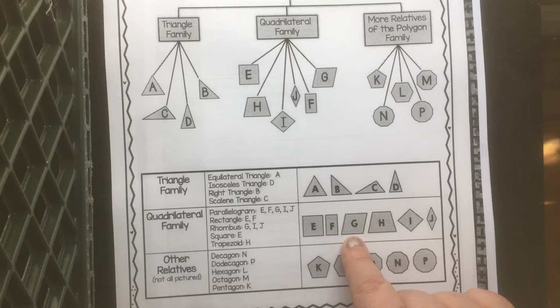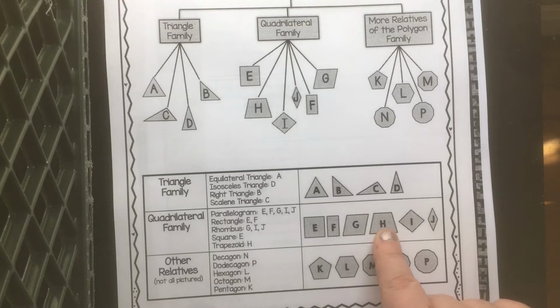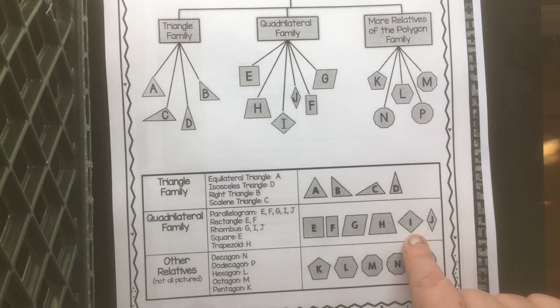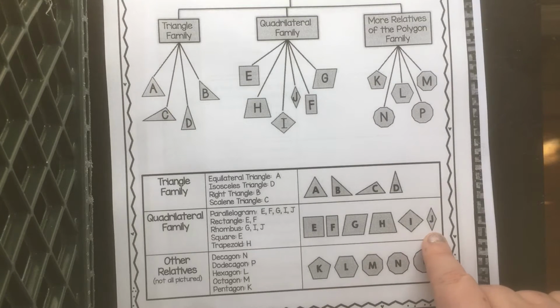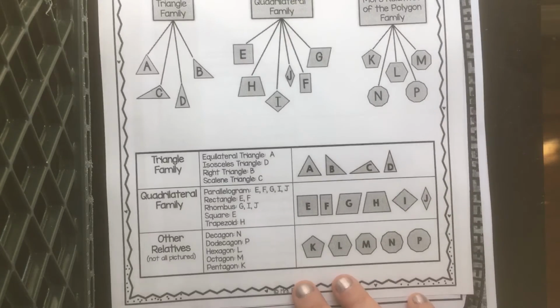We have a rhombus, parallelogram, and a rhombus, trapezoid, another form of a rhombus, and another rhombus. All right, that is not a diamond. Remember, a diamond is a rock. Okay, this is a rhombus. And then we have some other relatives.